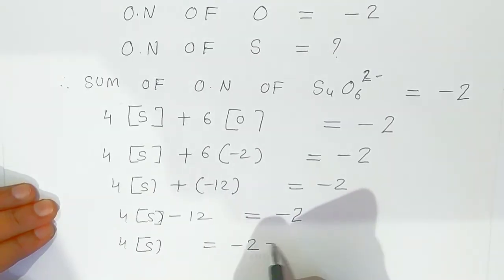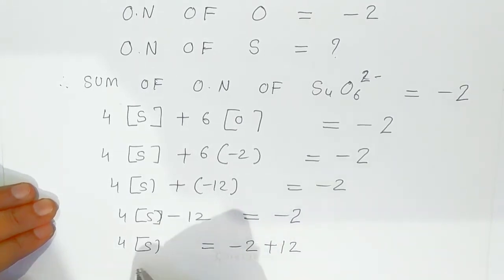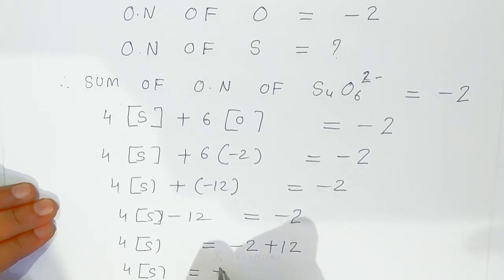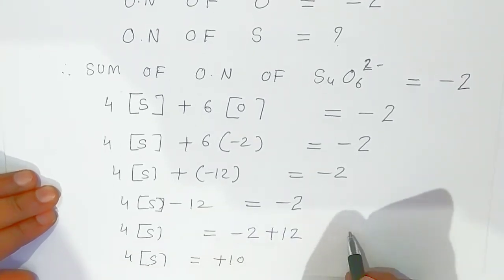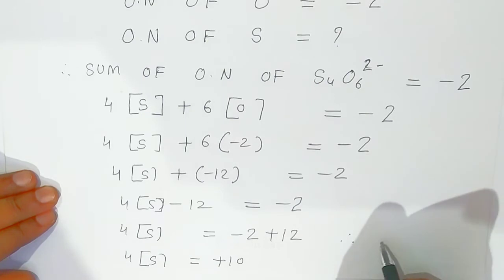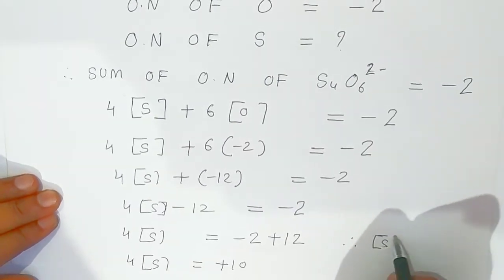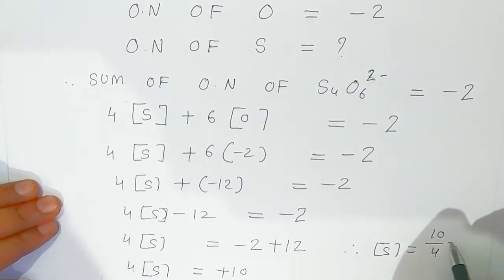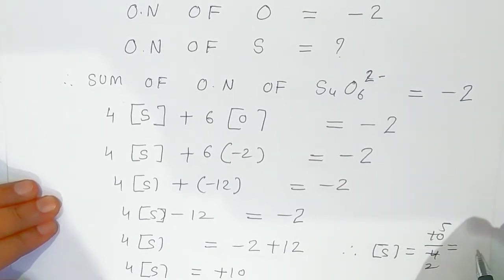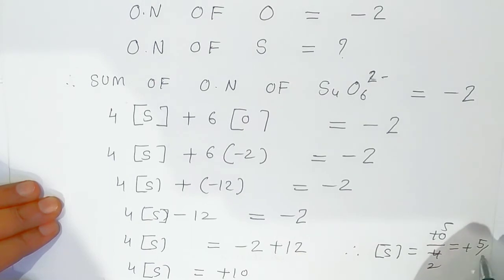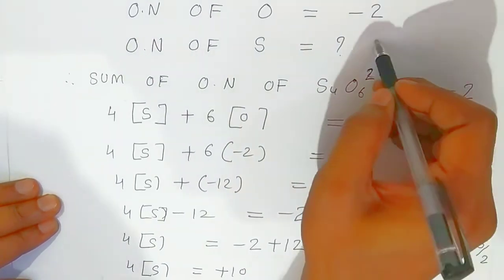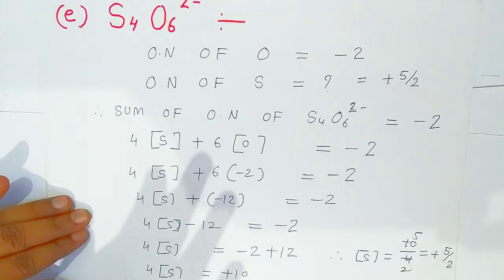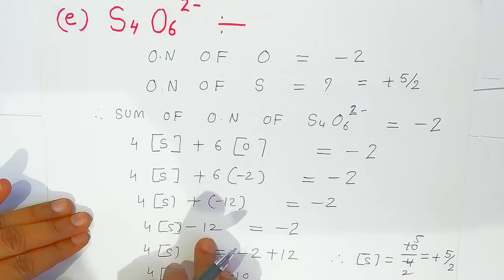Now it is coming to this side, +12. So now you are getting 4 times sulfur equals +10, correct? Now what will be the oxidation number of sulfur? Now this 10 is divided by 4, you can simplify, 2 twos are 2, 2 fives are 5, so +5/2 will be the oxidation number of sulfur. Okay students, this is very important. In examinations they ask this type of question also.